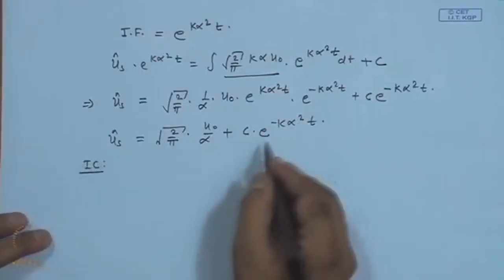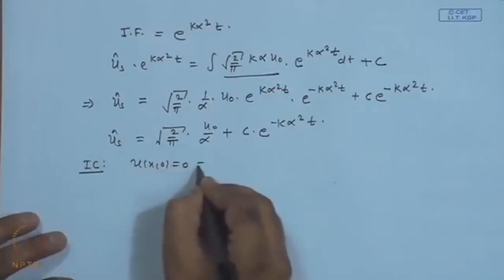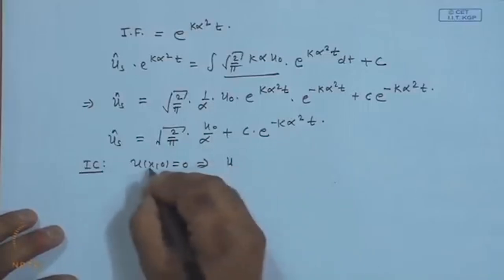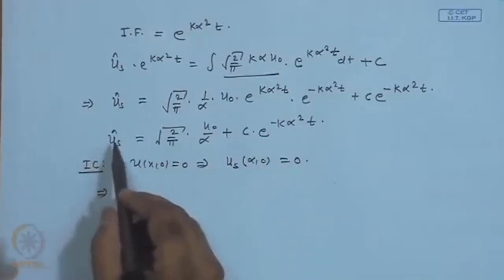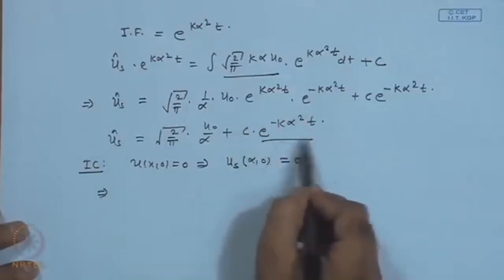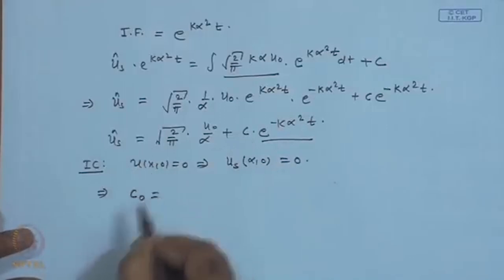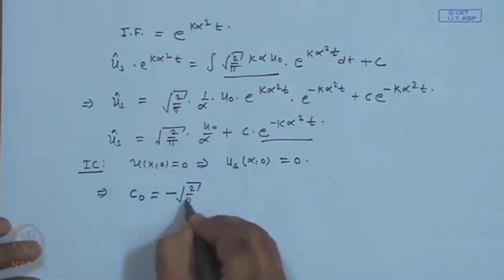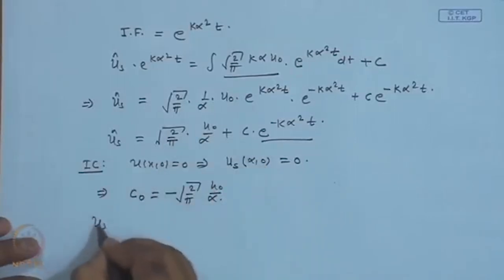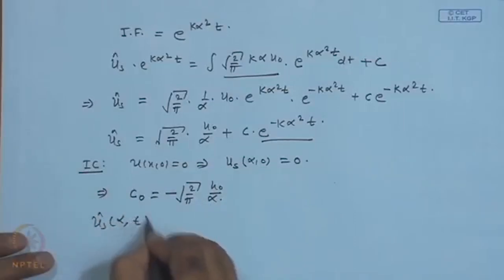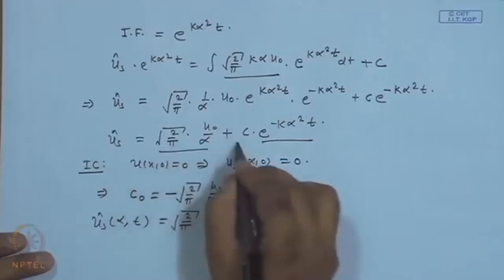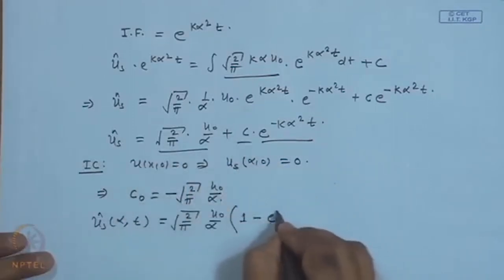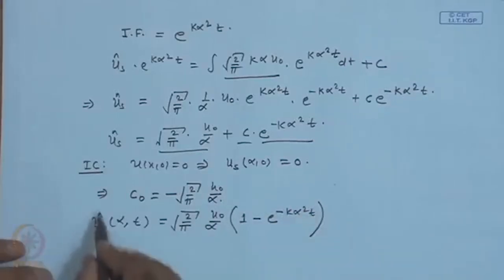Now, for the initial condition to get this constant, we have u(x, 0) is 0, that is given. If we take the Fourier sine transform with respect to x, we get u_s hat (alpha, 0) is 0. So with this condition, if we set t to 0, the exponential will be 1, and we have c. This implies that c is minus square root 2 over pi u naught over alpha. So we have u_s hat (alpha, t) is square root 2 over pi u naught over alpha, taking it common because c also has this factor, times 1 minus e to the minus k alpha square t.